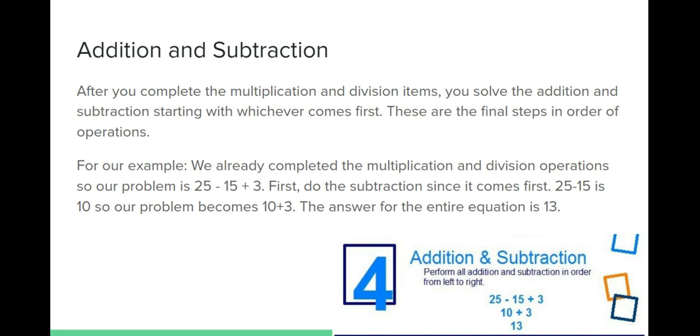So in the example, we've already done the multiplication and division, so we were left with 25 minus 15 plus 3. So we just go across. 25 minus 15 gives us 10, so we write that underneath there. We did not do anything with the plus 3, so we bring it down. 10 plus 3 is 13, so the answer to this problem was 13. So again, remember, you do the multiplication and division first, then you do your addition and subtraction.